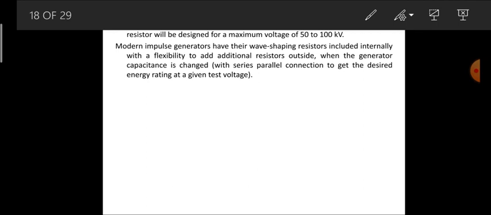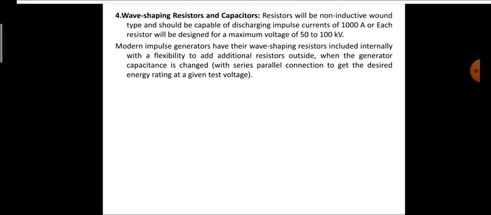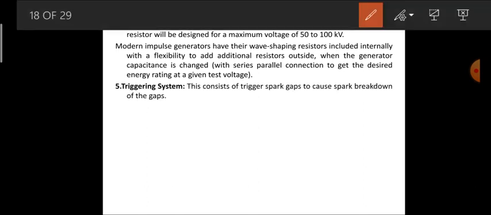Okay, the load capacitor, what we are talking about here, may be of compressed gas or oil filled type with a capacitance of 1 to 10 nanofarad. So modern impulse generators have their wave shaping resistors included internally, with the flexibility to add additional resistors. Modern impulse generators give you an option to add additional resistors outside if the generator capacitance is changed.